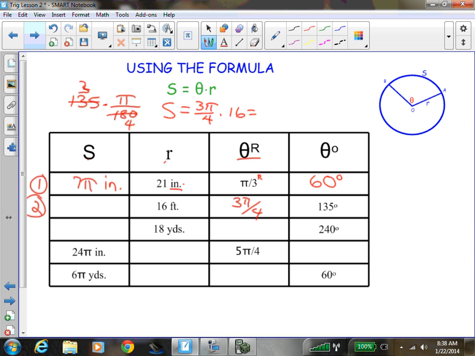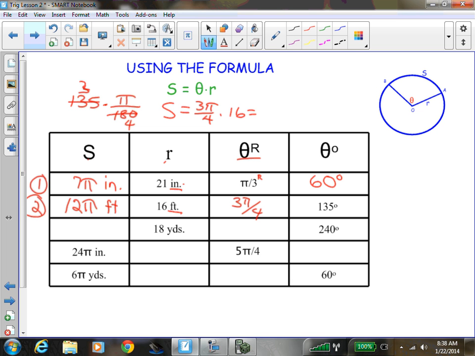And our answer would be 12 pi. I'm going to write it here. And what will our unit be? It's feet, because the radius was measured in feet.